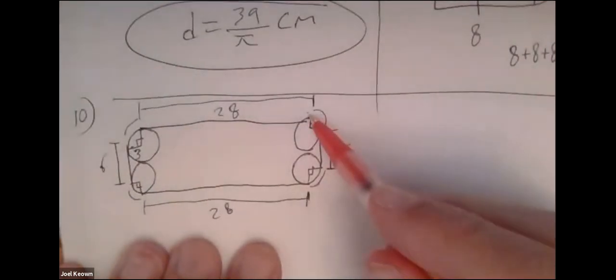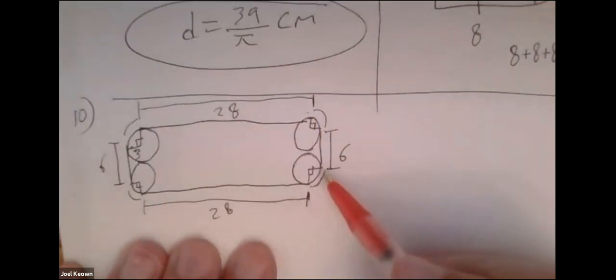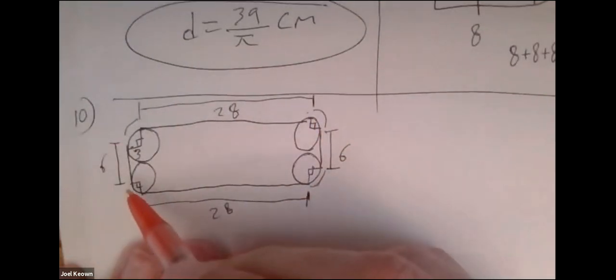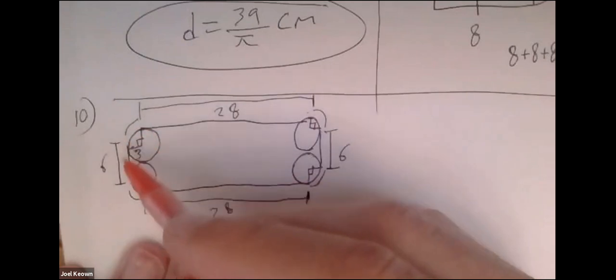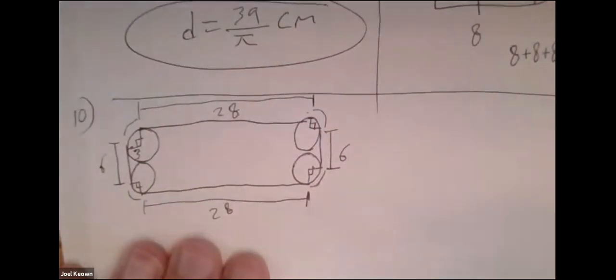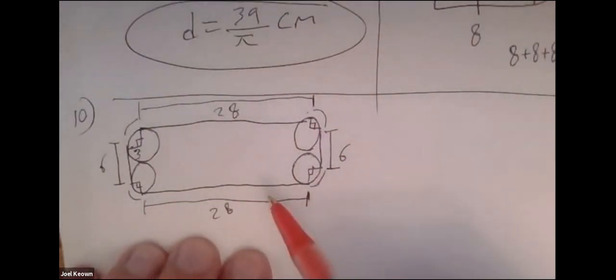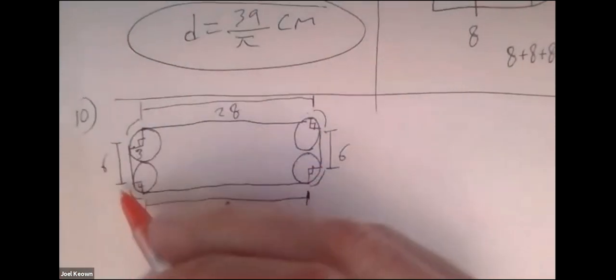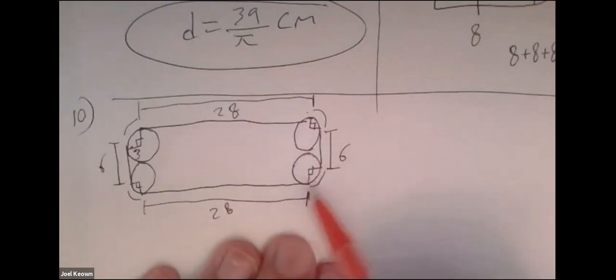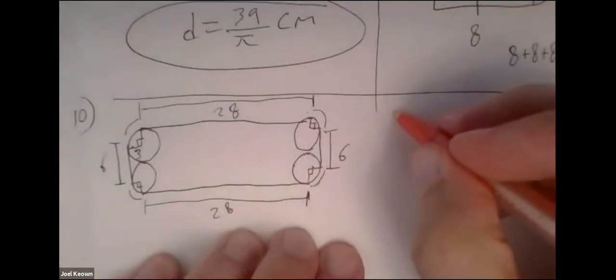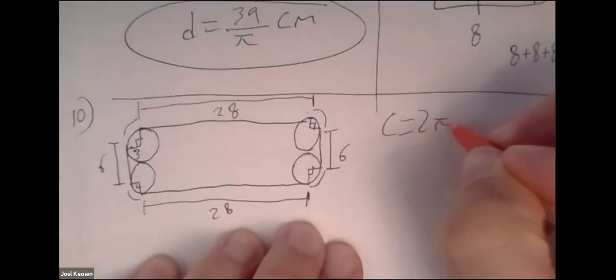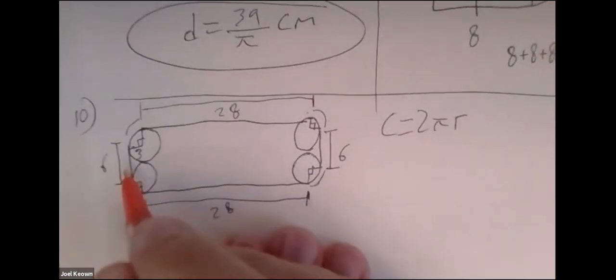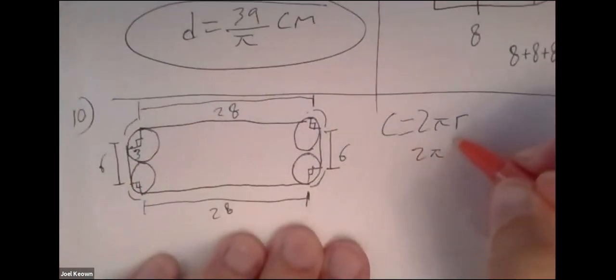Now let's think about this. I have 90 degrees, another 90 degrees, another 90 degrees, and another 90 degrees. If I add all 4 of those together, I'm at 360 degrees, which is all the way around the circle. So those 4 add up to be just one circumference of one of those circles. Circumference is 2 pi r. My radius is 3.